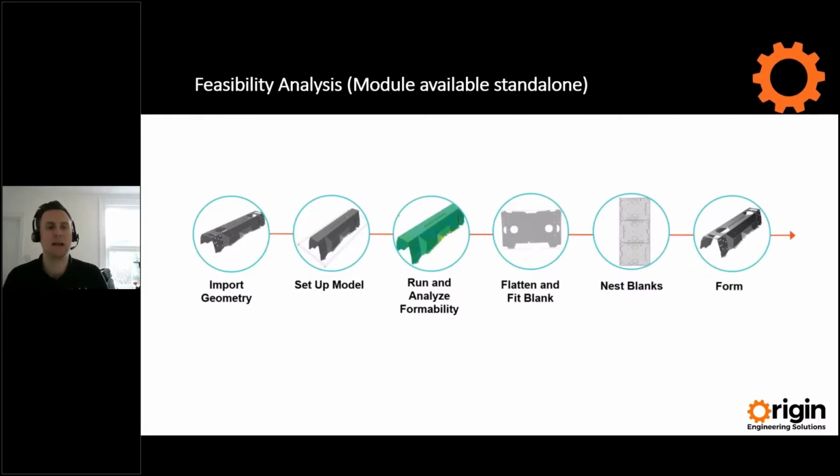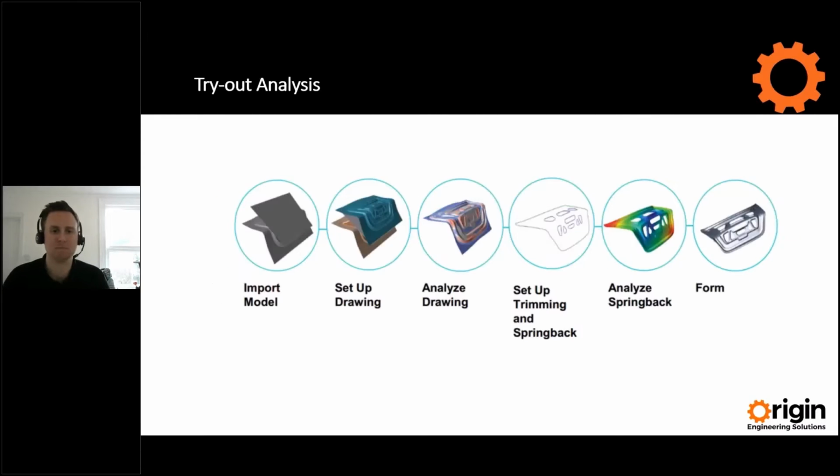So as I said, the first stage is feasibility. This is typically where you just import the part that you actually want to form. Perhaps this has come from a customer and you want to check the formability, where the software will predict any splits, wrinkles and loose metal. But you can also get a recommended blank shape where the software will then nest the blanks for optimal layout on a sheet or coil to maximize that material usage and reduce your waste.